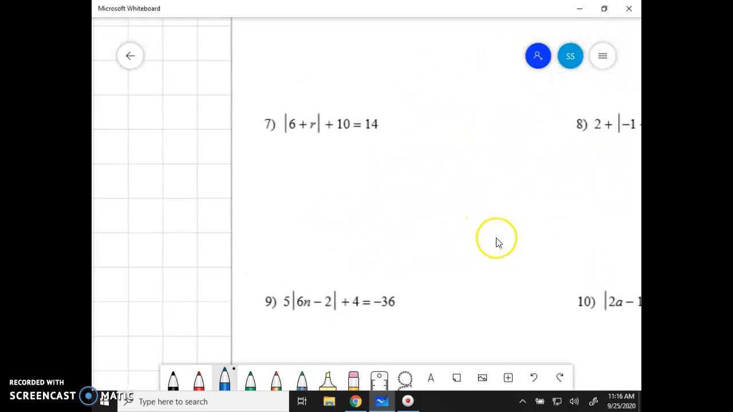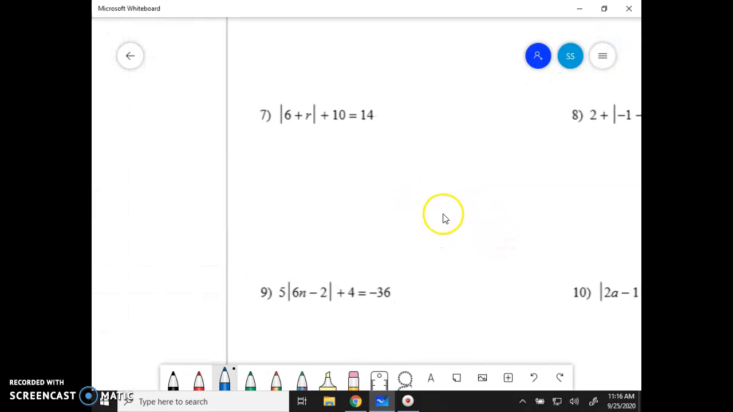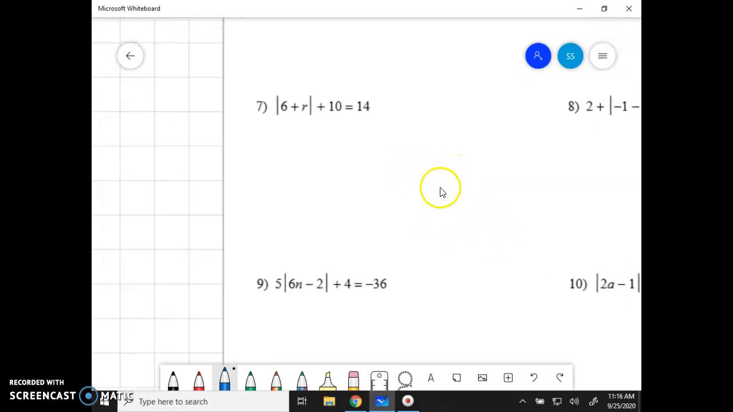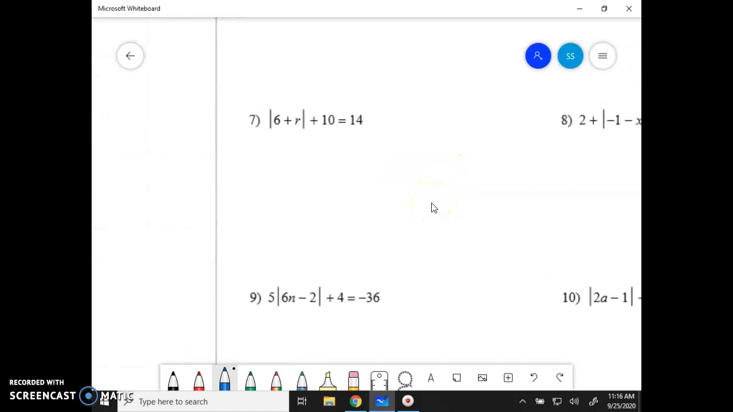All right, let's go back to number 7. Doing the odds, I give you an extra even problem here, so I'm going to go back to the odds. First thing I need to do, this first step, which we were skipping for the last few problems because there was nothing outside the absolute value bars. Now there is, so before we do anything, we need to get rid of this positive 10. We do so by doing the inverse operation on both sides. So we're left with the absolute value of 6 plus r is equal to 14 minus 10, which is 4.